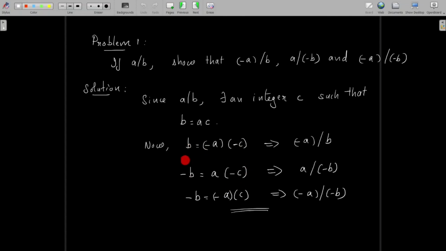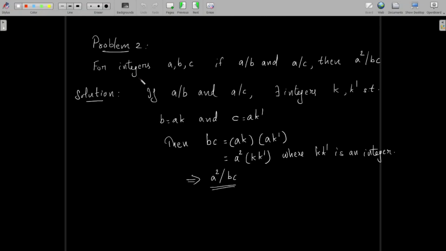And we can also write minus B equals A into minus C, because B equals AC. We multiply both sides of this equality by minus 1, so we have minus B equals A into minus C. This expression shows that minus B equals A into an integer. Therefore, A divides minus B. Now, we can also write minus B as minus A into C. Here minus B is in the form minus A into an integer. Therefore, minus A divides minus B. So, we showed that if A divides B, then minus A divides B, A divides minus B, and minus A divides minus B.